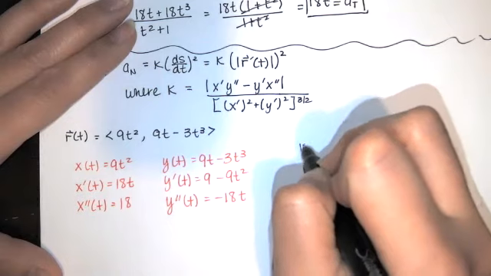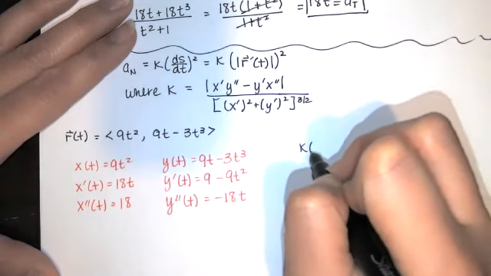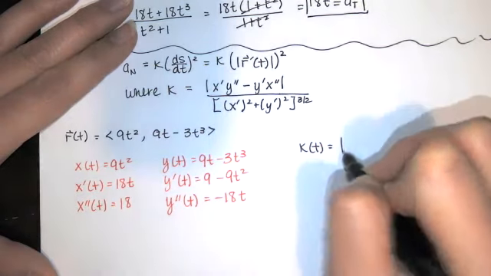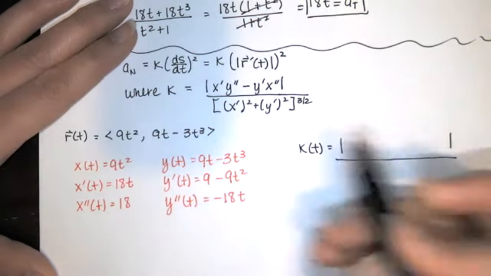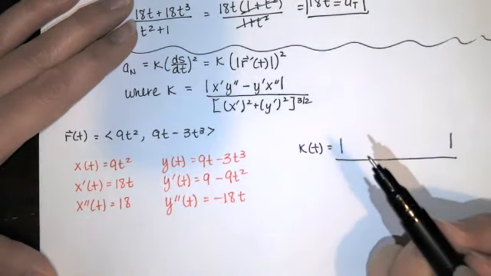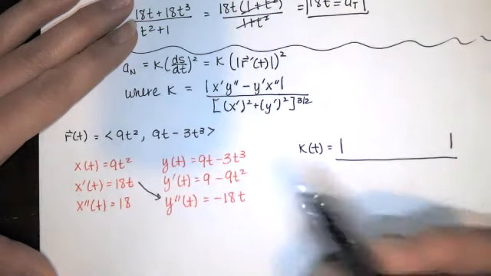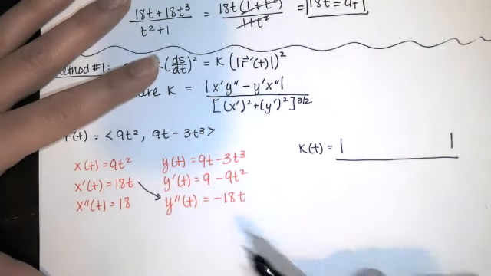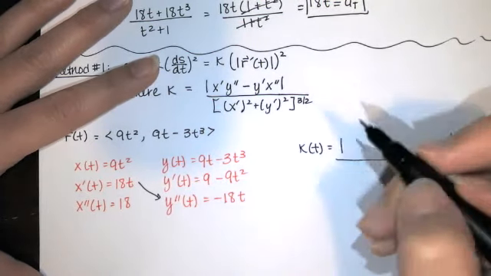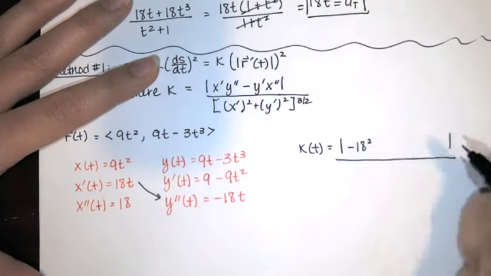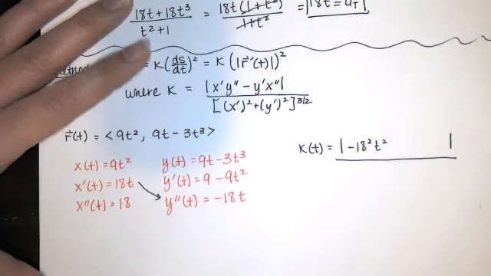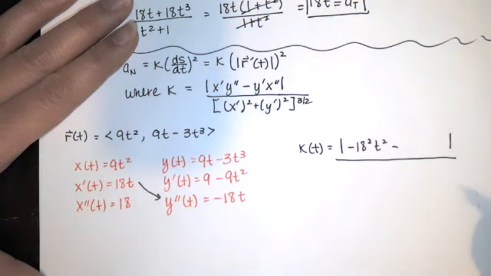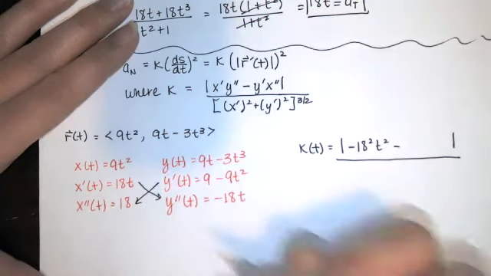So our curvature in this case, as a function of t, is going to be the absolute value of x prime times y double prime. So it's like you're multiplying 18t times negative 18t. I'll just write negative 18 squared t squared. And then we're subtracting y prime times x double prime.